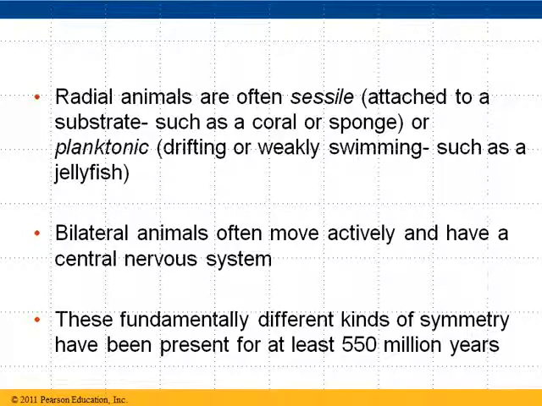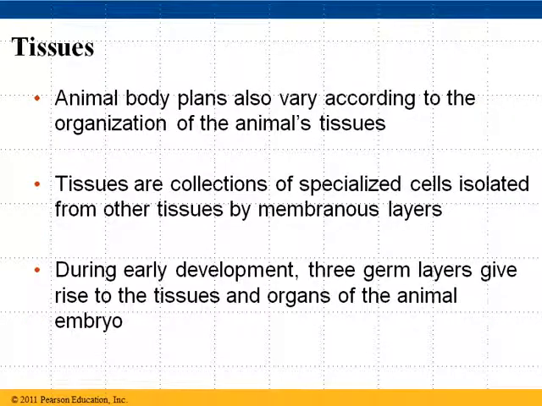One of the next things we can look at to classify or categorize different animals is the tissues that make up their bodies. Animal body plans also vary according to the organization of the interior animal's tissues. Tissues are basically collections of specialized cells that work together to do a particular job, and they're usually isolated from other cells by various membranous layers of material.